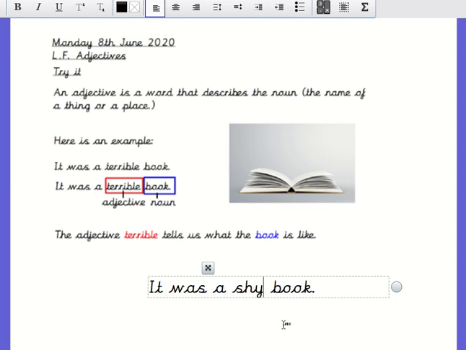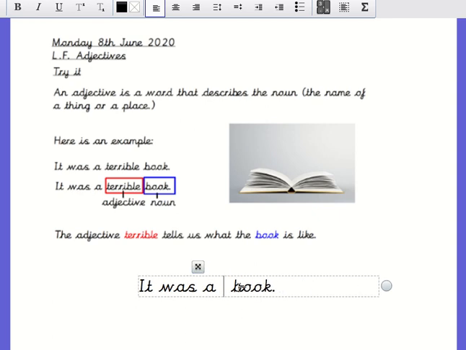So what I did was I wrote my adjective in, and I read it back to myself. It was a shy book. I realised that didn't make any sense, so I have to take out that adjective. Let's use a different adjective. Well, it was maybe a long book. It was a very long book. It had lots of pages. It was a terrific book. It was an exciting book.